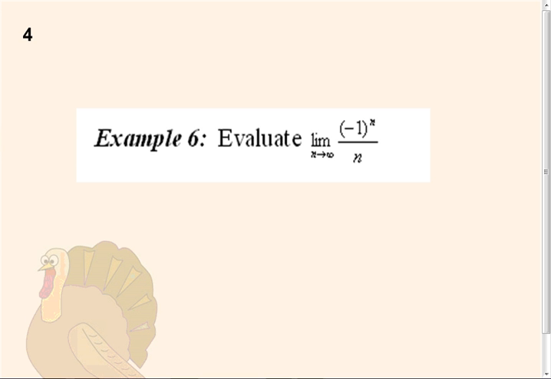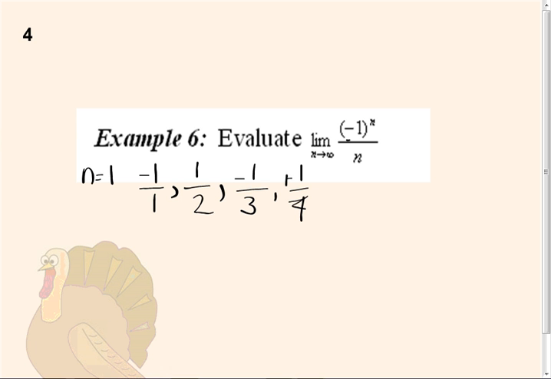How about that one? Well, you can write out the terms. So if we start with n equal to 1, it's going to be negative 1 over 1. Then it's going to be 1 over, what's n next? 2. Then it's going to be negative 1, because this is going to alternate the sign in the numerator, over 3. Negative 1 over, positive 1 over 4.